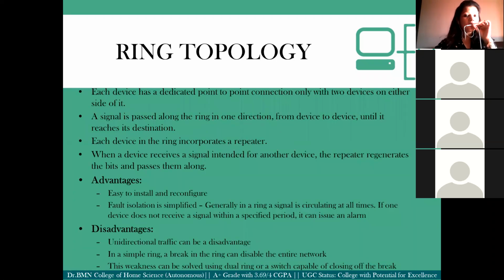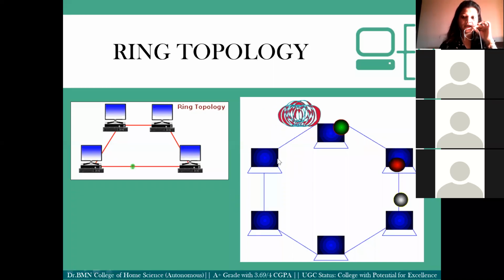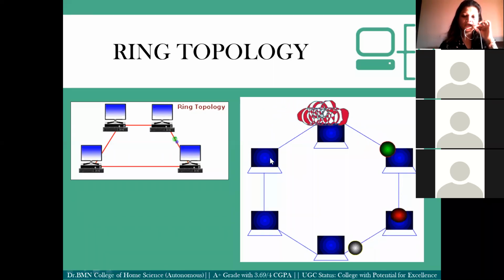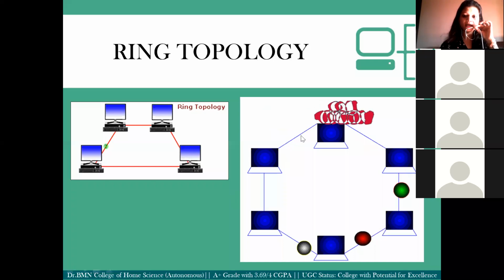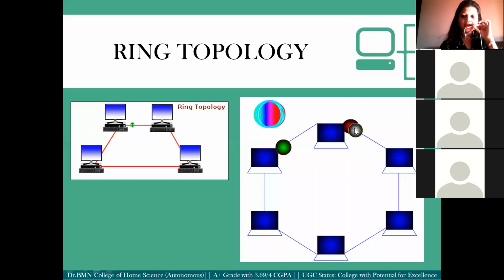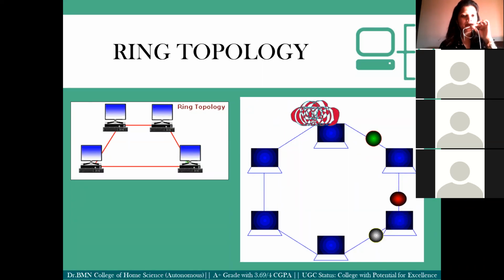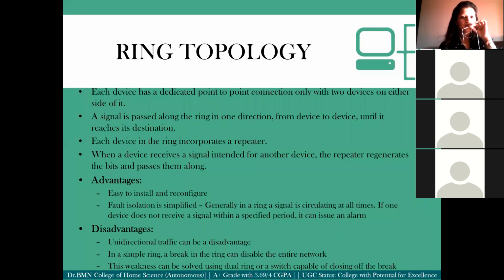A signal is passed along the ring in one direction from device to device until it reaches its destination. Is this point clear? Suppose data has to reach from this machine to this machine. It will transfer the data on this particular link to machine B. Then machine B will push the data on this link to machine C. That is what they are mentioning in the second point: a signal is passed along the ring in one direction till it reaches its destination.